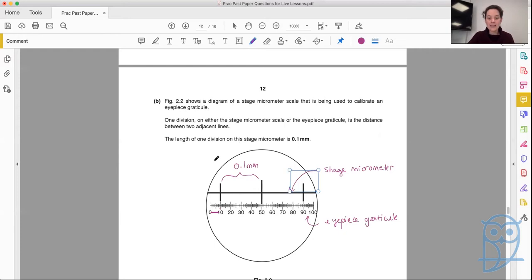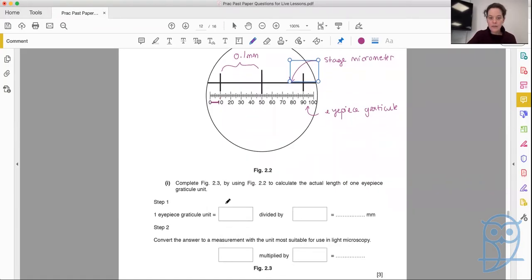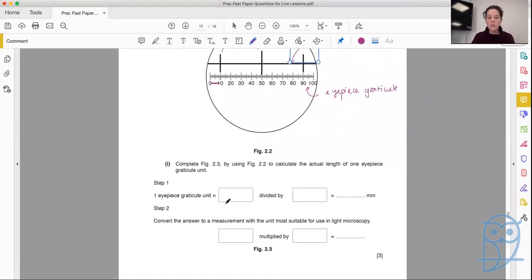Okay, so they want us then to do something with this, I'm sure. Complete figure 2.3 by using figure 2.2 to calculate the actual length of one eyepiece graticule unit. So at this magnification, because remember, we can only calculate the length of an eyepiece graticule unit at the specific magnification. As soon as we change magnification, the length is going to change. So here's figure 2.3. One eyepiece graticule unit equals this divided by that equals so many millimeters.